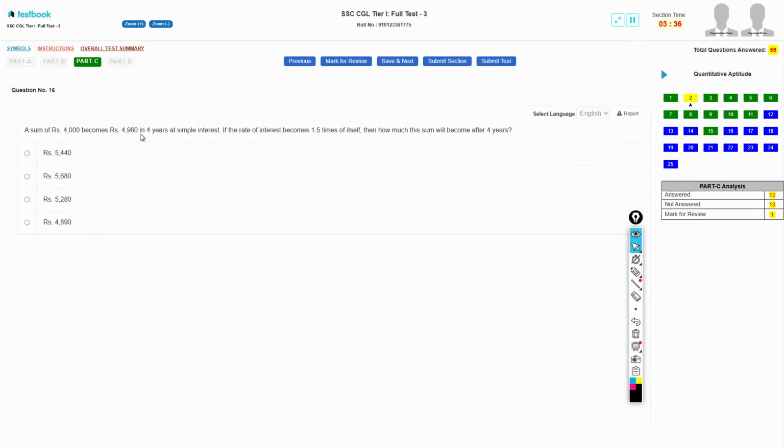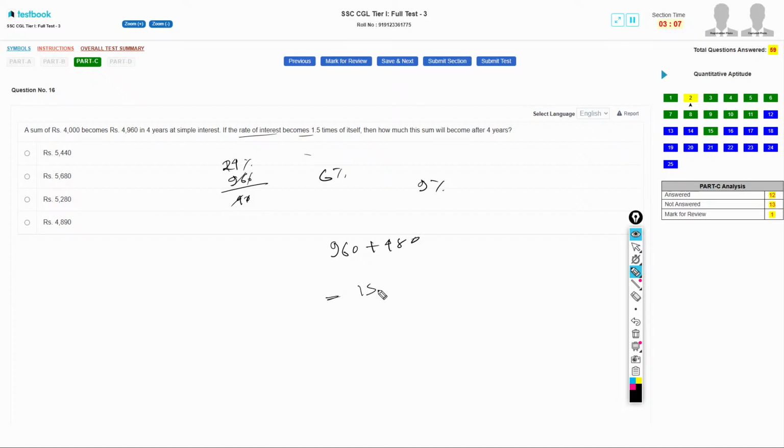The sum of 4000 becomes this in 4 years at simple interest. So 960 by 40, so 24% in 4 years, so 6% per year. If the rate becomes 9%, how much? The interest will be plus 480. That makes it 1540, or rather 1440, whatever it is.